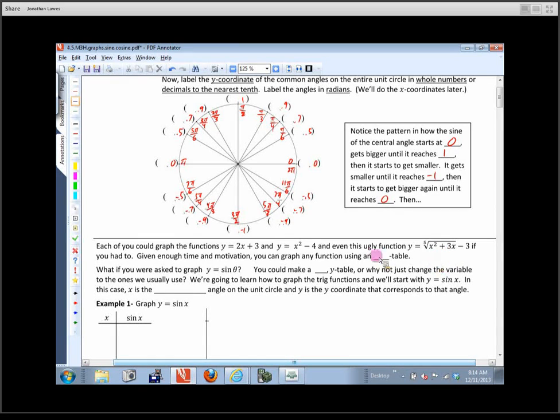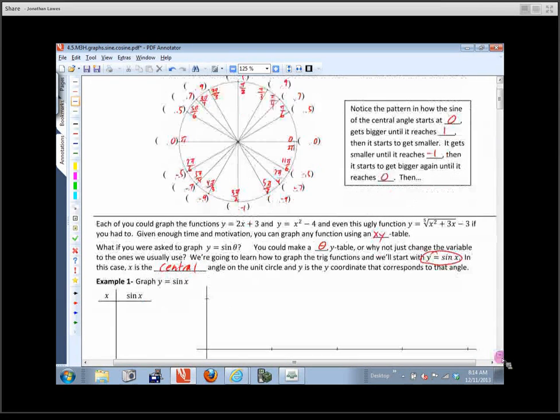We can always make an XY table. Well, we want to graph y equals the sine of theta, where theta is the central angle measured from standard position. So we could make a theta y table, or we could just use the variables that we're used to using. We're used to using x's and y's, so we're going to graph y equals the sine of x. This is going to be the y-coordinate on the unit circle, and x is going to represent the central angle. So x is the central angle on the unit circle.